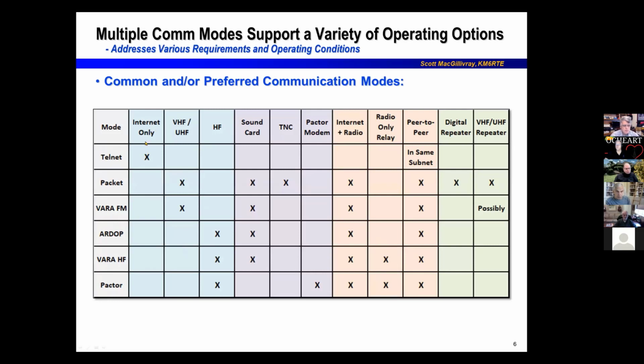So the first column here is the internet. We're familiar with this. This is Telnet. So if you're using internet, you use the Telnet mode. If you want to use UHF and VHF, the communication modes are generally Packet and VARA FM. Those are pretty much the ones available to UHF, VHF. HF, it's RDOP, VARA HF, and PACTOR. And then the rest of the chart will go into a little more detail as we explore the various connections and other options in this and other tutorials.